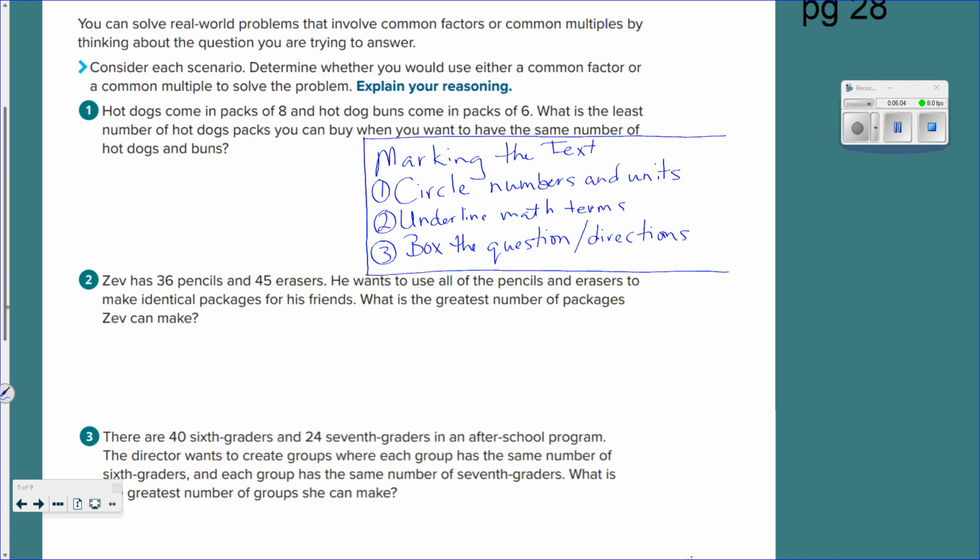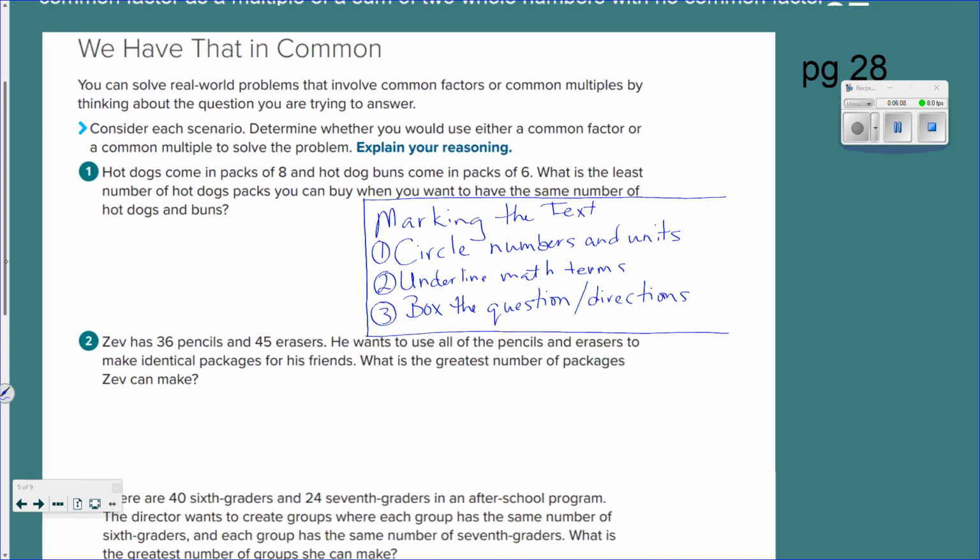So, let's practice this real quick. Just using our directions right here at the top. You can solve real-world problems that involve common factors or common multiples by thinking about the question you are trying to answer. Consider each scenario. Determine whether you would use either a common factor or a common multiple to solve the problem.